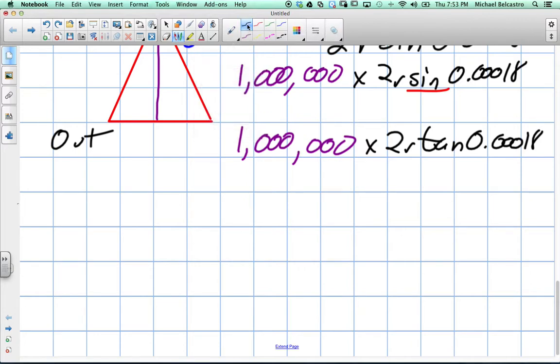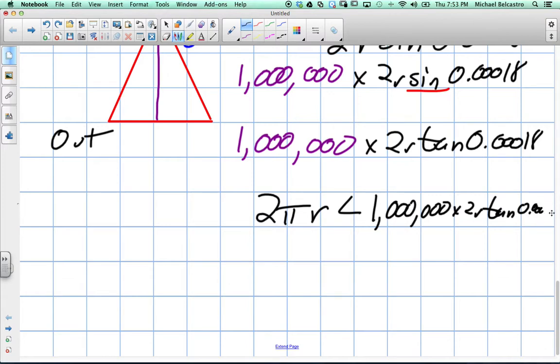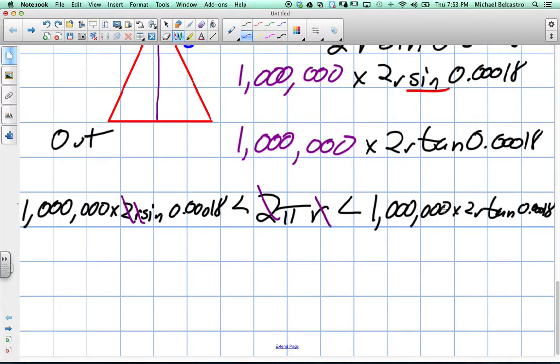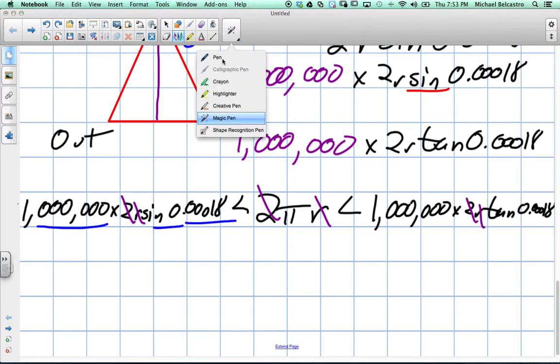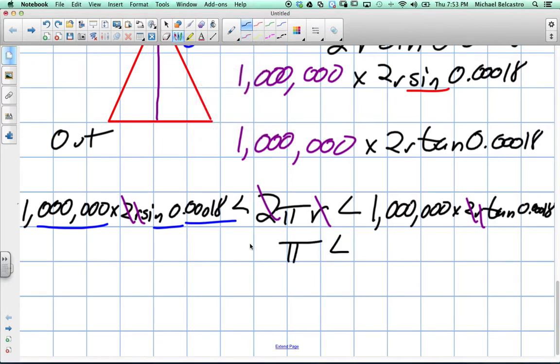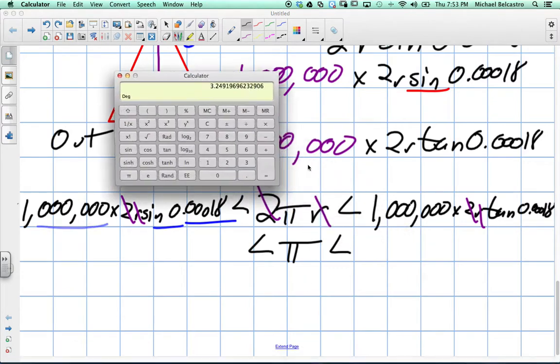Okay, so set up our inequality again. 2 pi r has to be less than our million. So I'm going to call our 1 million times 2r tan 0.00018, we'll fit that in, and 1 million for our inner times 2r sine 0.00018. So we divide by our 2 and r, it eliminates our 2r again and 2r again, and we're left with just a million times sine to this angle. So let's figure out exactly what this is. And this should give us a very accurate number for sine. I think it should give us accuracy up to like about 12 decimal places.